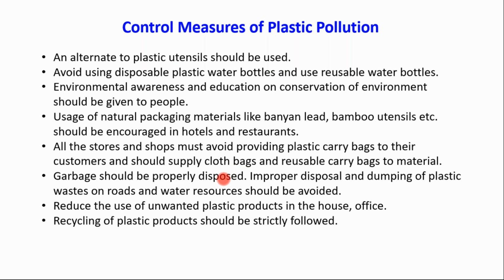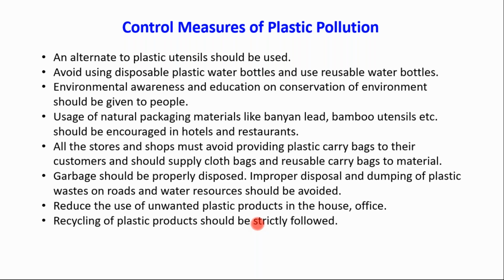Garbage should be properly disposed. Improper disposal and dumping of plastic wastes on roads and water resources should be avoided. Reduce the use of unwanted plastic products in the house, office, etc. Then recycling of plastic products should be strictly followed. So the examples we have discussed, like PET, HDPE, LDPE, etc. All these are thermoplastics.